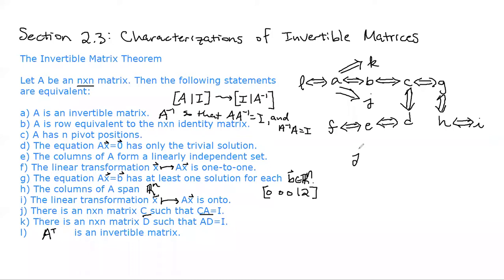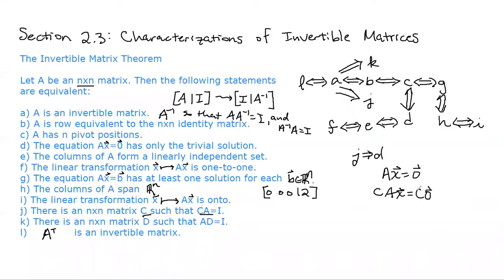We're going to try to do this by saying that J is going to imply D. So what this is saying is, if there's a matrix C where C times A is the identity, we're going to try to show that that means that AX equals 0 has only the trivial solution. So if we look at AX equals 0, we want to show that the only solution to this is that X would have to be equal 0. So if AX equals 0, we're going to show that X has to equal 0. Well, we know that there's a matrix C that, when C times A are multiplied, gives us the identity. So let's go ahead and multiply both sides by C. We have C times A times X and C times 0.